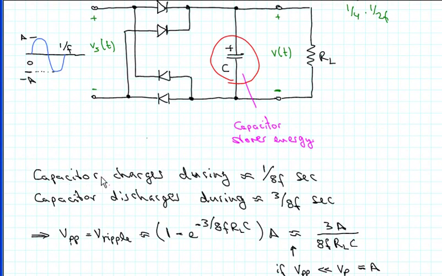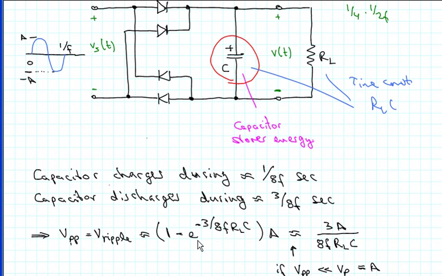Okay, so this is shown down here. The capacitor charges during approximately 1/8f seconds, and it discharges during approximately 3/8f seconds. And similar to the case of the half-wave rectifier, the decay of the voltage when the capacitor gets discharged through the resistor is exponential, and so we get 1 minus e to the minus 3/8f RLC. And RLC, again, is the time constant. And that whole thing is multiplied by A.